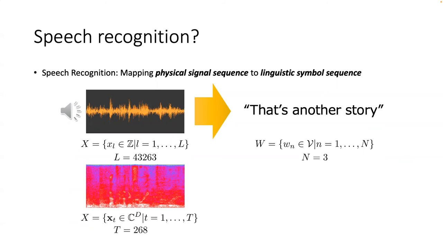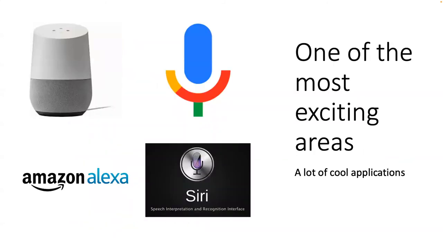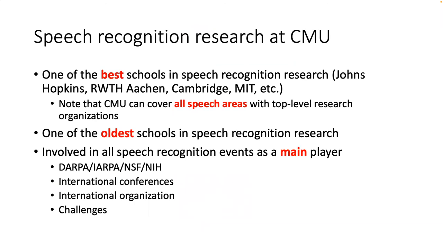And we can have a lot of applications like Google's products, Alexa's products, and so on. And then let's think about the speech recognition research at CMU. Now, I would definitely say that we are one of the best schools. Yeah, one of them. Let's say, you know, we should be humble. Definitely one of the best schools in speech recognition. Of course, there are a lot of very good schools like Johns Hopkins, RWTH Aachen, Cambridge, MIT, and so on. And they are also very good. But compared with these schools, CMU is quite unique in not only covering speech recognition, but all the other areas.